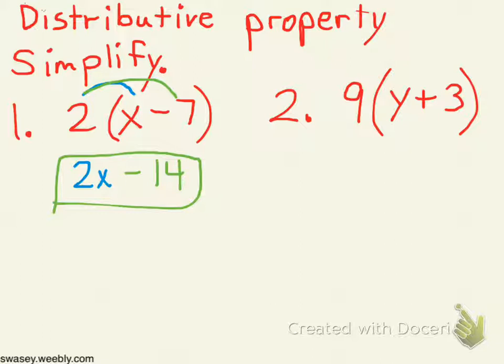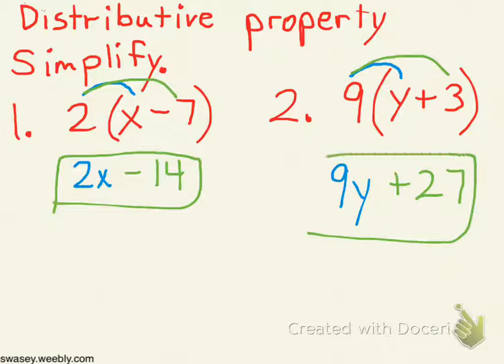It works the same way with addition. Multiplication over addition. 9 is going to be distributed because it's in front of the parentheses. 9 has to be multiplied by the y, and so we get 9y. And then 9 has to be multiplied by the 3, and so we get 27. So this time we get 9y plus 27.